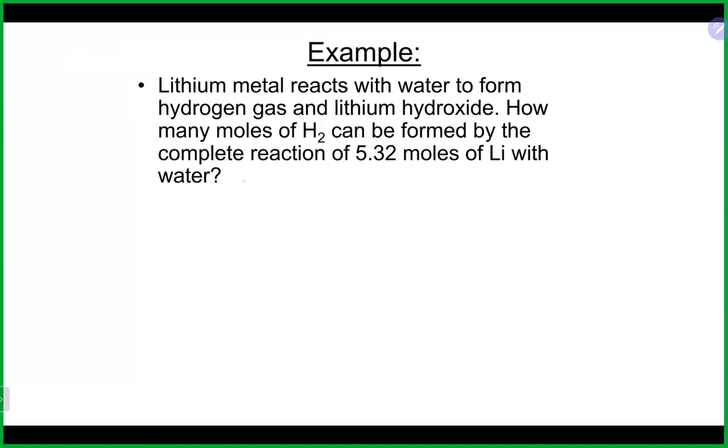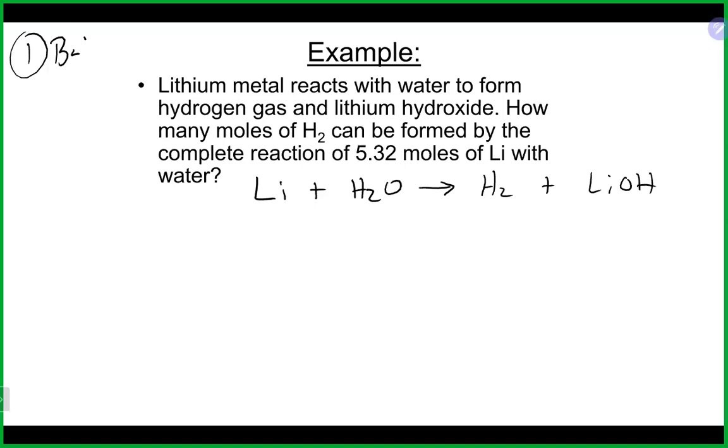So this is the unbalanced equation. We'll give you a helping hand with that one here. To form means arrow, hydrogen gas, and lithium hydroxide. All right, so balance it up. Follow these steps. You want to balance the equation. You want to convert to moles if needed. You want to do the mole to mole relationship.